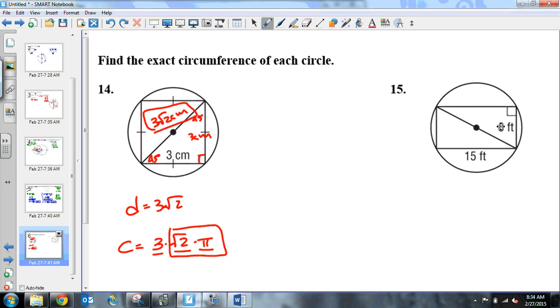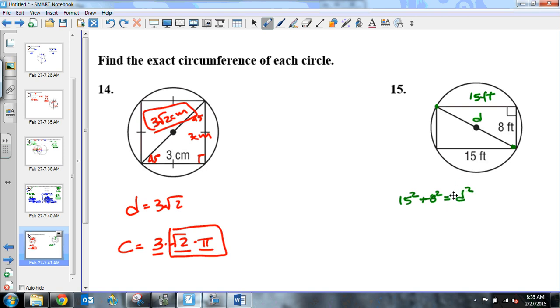Now, I know that this length is 8 right here in number 15. I know that this length is 15. So what I want to do here is I'm going to label this 15 feet, and I want to solve and find the length from here to here, okay, the hypotenuse of this right triangle. I'm going to call that D. So I'm going to say that 15 squared plus 8 squared is equal to D squared.